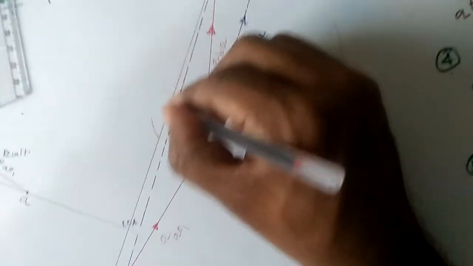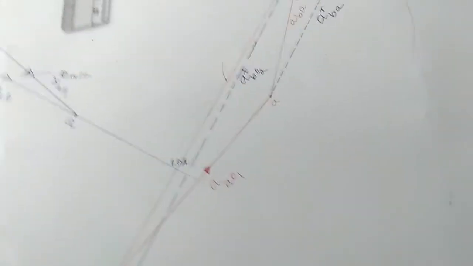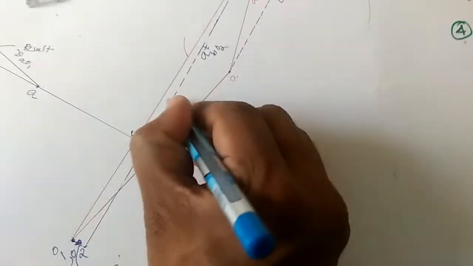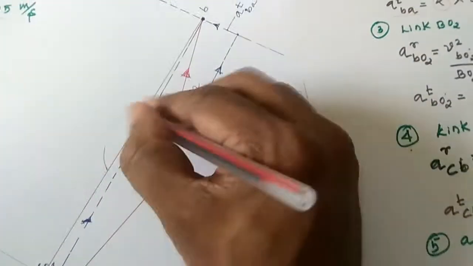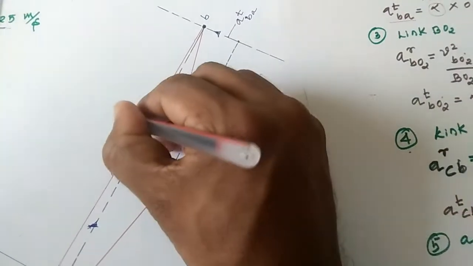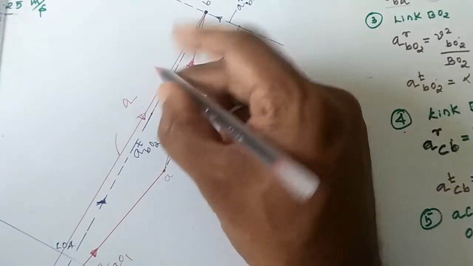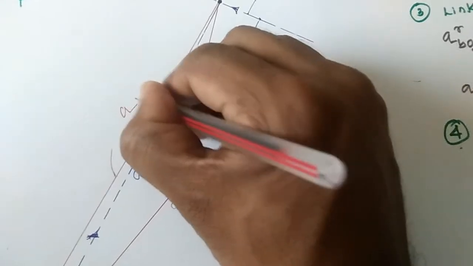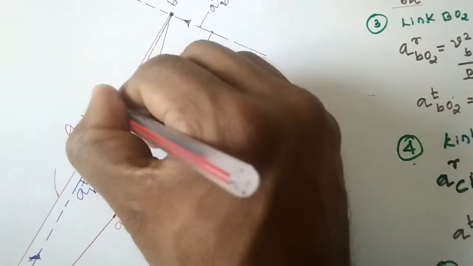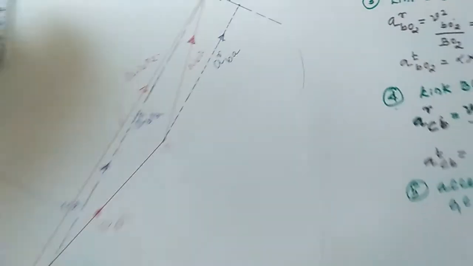If you consider it as tangent, this is a mark for the acceleration direction. Radial is this way, tangential is this way. That is a total acceleration. What do you say? That is the total acceleration of B with respect to O2. Can you find it? This one.